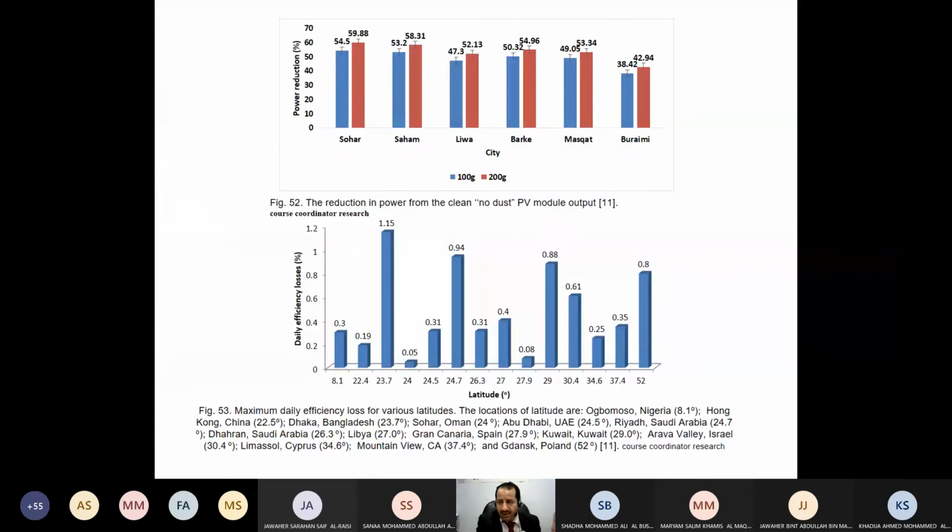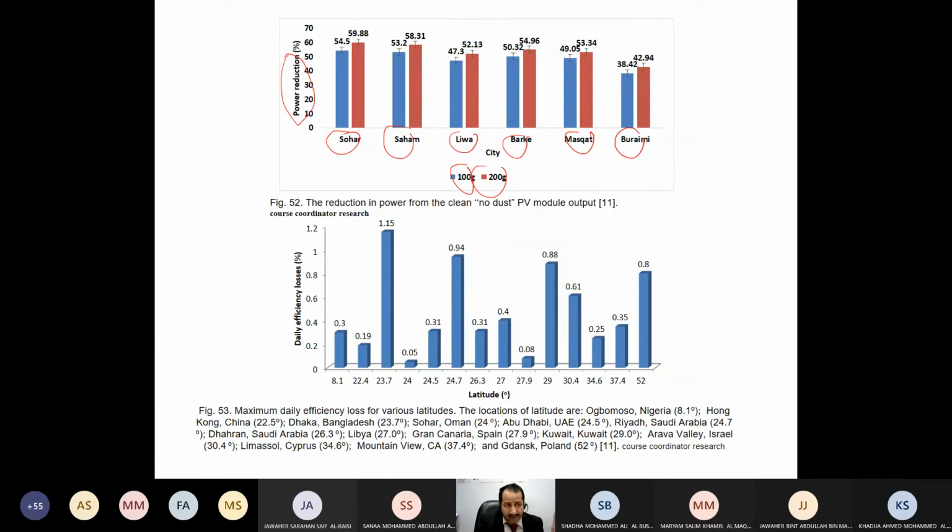Let me show you here just one point related to dust. You can see here, we checked and tested the effect of dust in Sohar. We put systems in Sohar, in Saham, in Liwa, in Barka, in Muscat, and in Buraymi. And we checked when there are 100 grams on the panel or 200, and you can see that the power losses increased. The red one here increased. So the more dust coming, the more the efficiency is reduced.